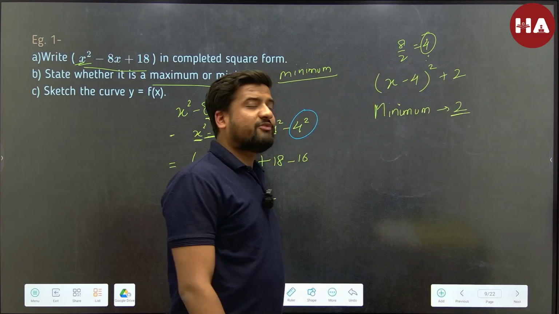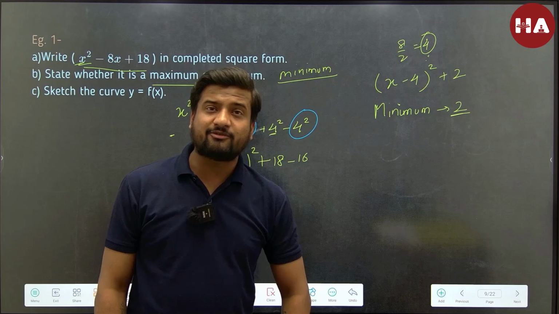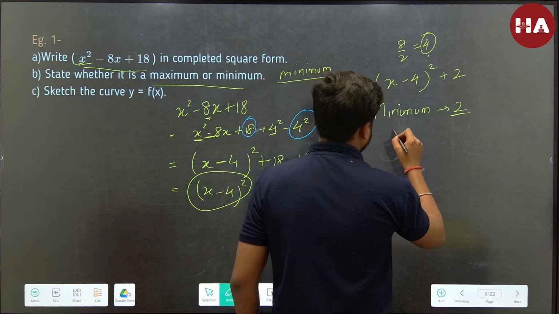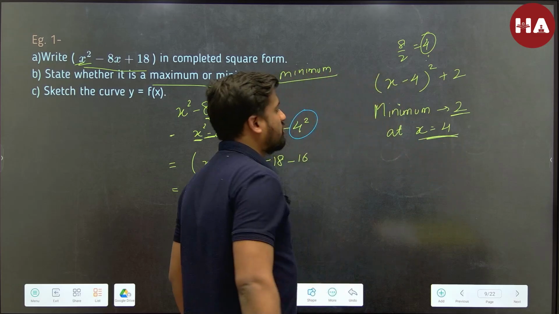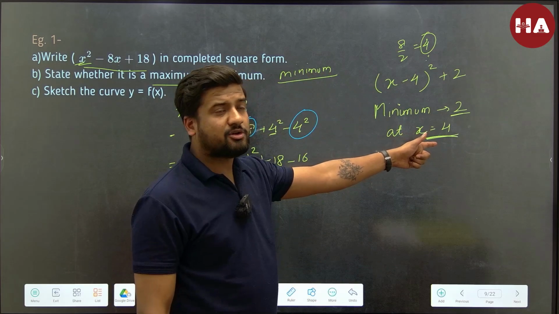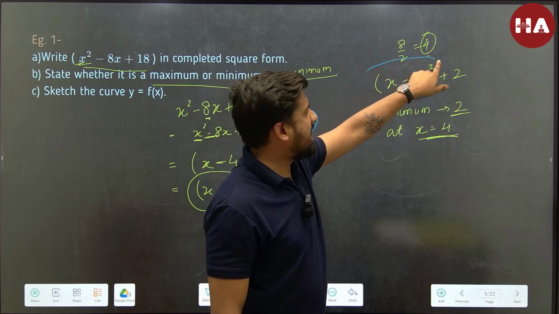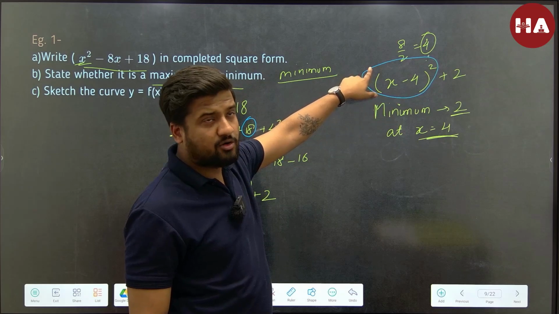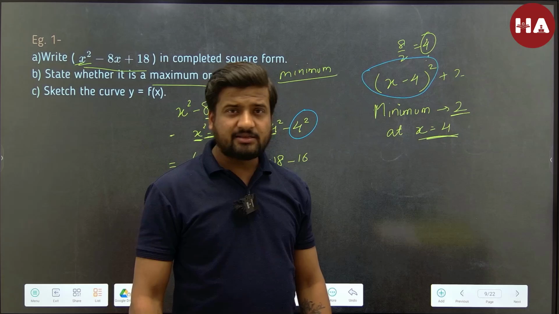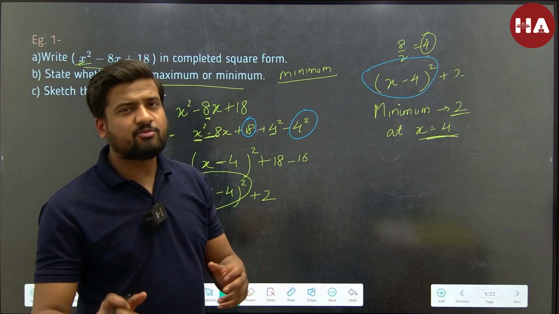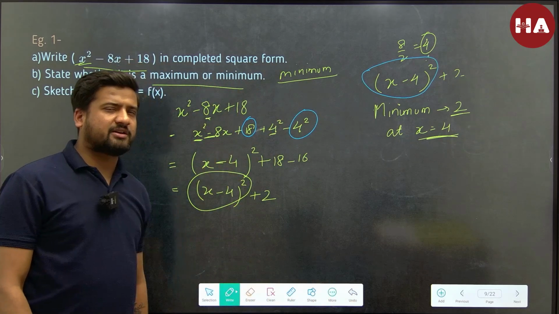And at what value of x are we going to get y as 2? At x equals 4. Now why 4? Because at x equals 4, this part will become 0 and I'll get y as 2. Alright, please note it down, then we'll be moving on to sketching of the graph.